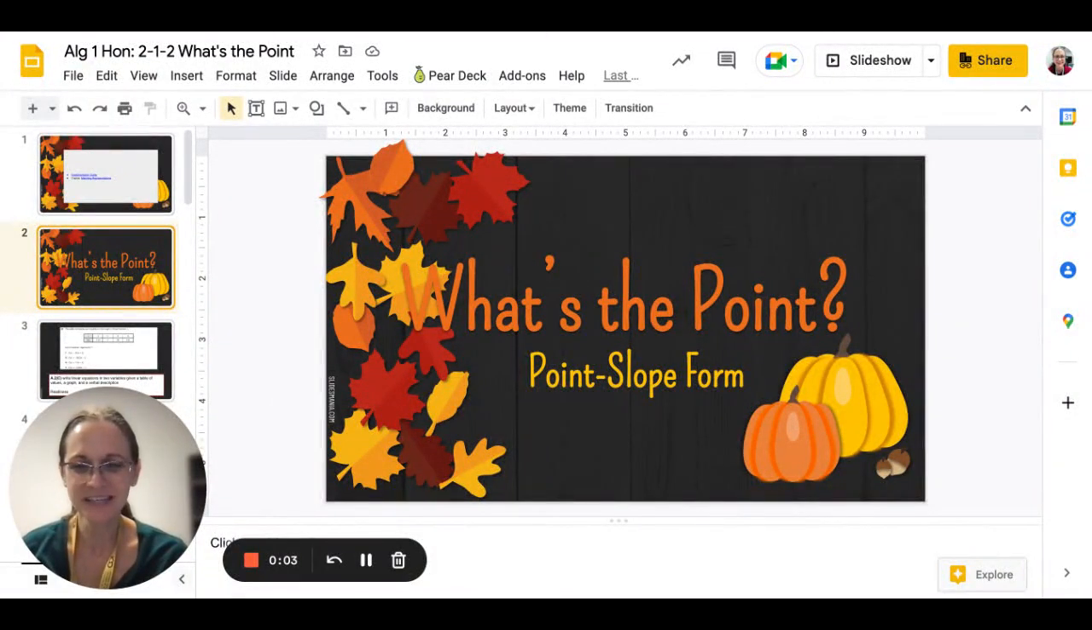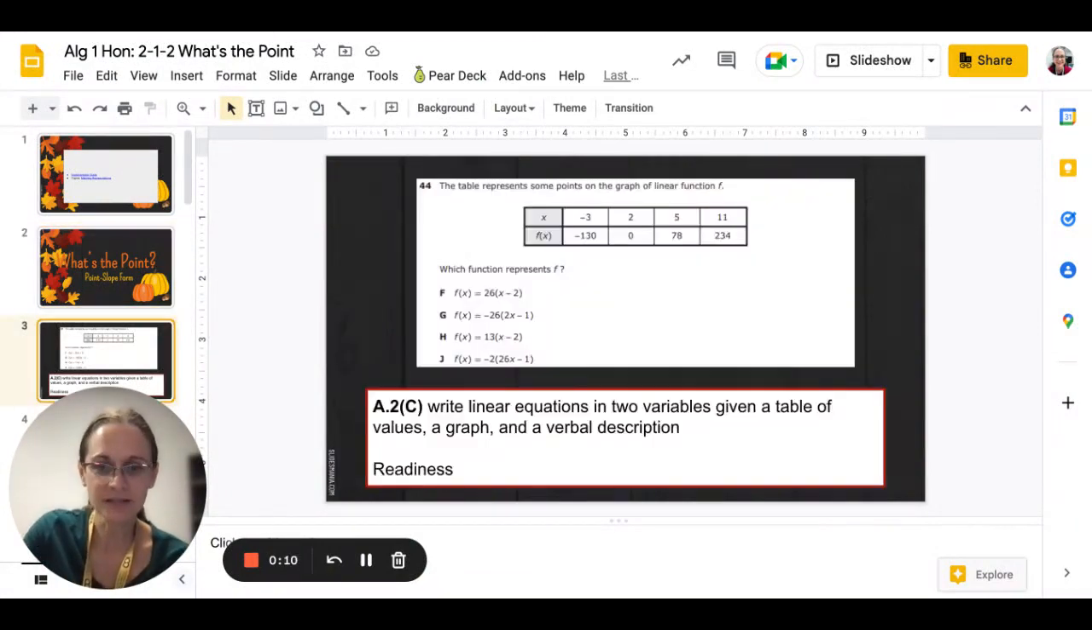And what's the point? Students see how point slope form can make it easier to write equations for linear relationships. So, for example, one of the standards that they will be working on today is A.2c, in which they write linear equations from multiple representations. In this example, knowing point slope form makes it much easier to write the linear equation because this point right here is going to show up directly in answer choice F.